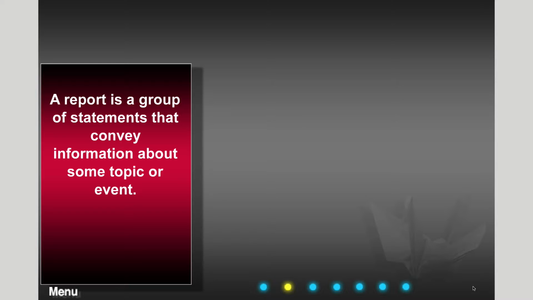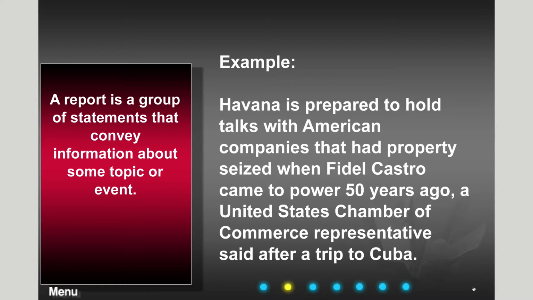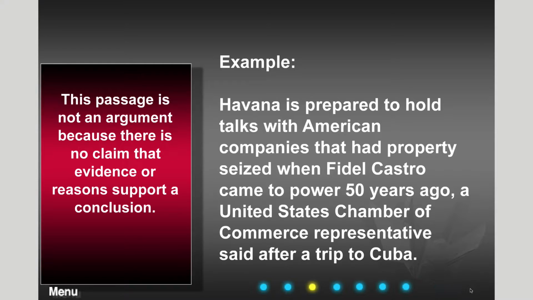And a report is a group of statements that seeks to convey information about some topic or event. "Havana is prepared to hold talks with American companies that had property seized when Fidel Castro came to power 50 years ago, a United States Chamber of Commerce representative said after a trip to Cuba." This passage is not an argument because there is no claim that evidence or reasons support a conclusion. It is merely reporting. This is something that you might see in a newspaper article, right?